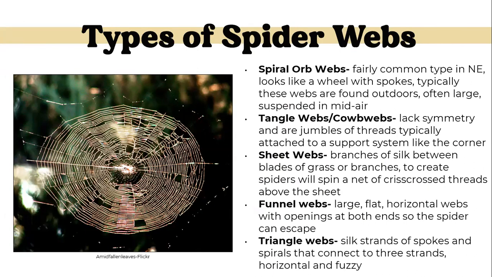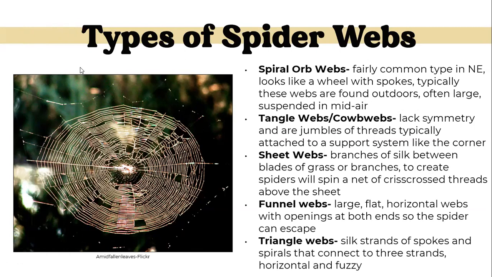They're typically very large. They're found outdoors, and they are suspended in midair. Sometimes you will walk through them as you are walking in the forest, or you walk through them on your way out to the garden. They could be pretty much anywhere. Something else that we also hear a lot about are tangle webs or sometimes cobwebs. So they lack symmetry. They're just kind of a jumbled mess, but they are still spider webs. So they are tangled oftentimes, and they are attached to that support system that's very similar to the triangle web that we'll talk about here.